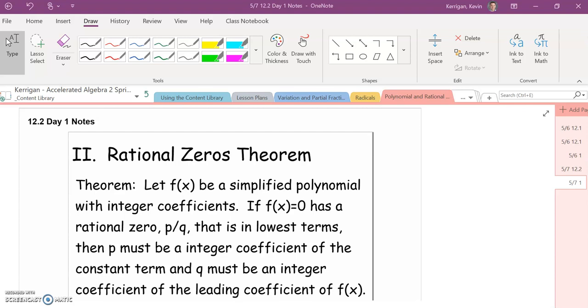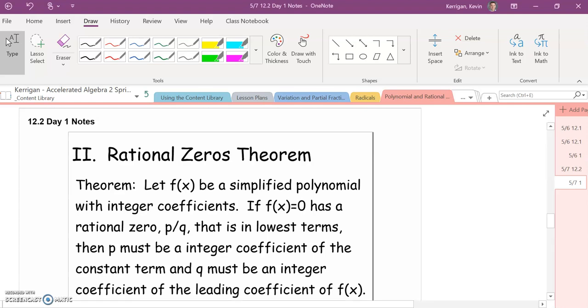Hi everybody, this is the second video from day one of 12.2. It is dealing with the rational zeros theorem. In some textbooks or worksheets, they call it the rational root theorem. But like I said in the last video, roots, solutions, zeros, x-intercepts, it's all saying the same thing. It's just a matter of if the polynomial is given in function form or 0 equals just an equation form.